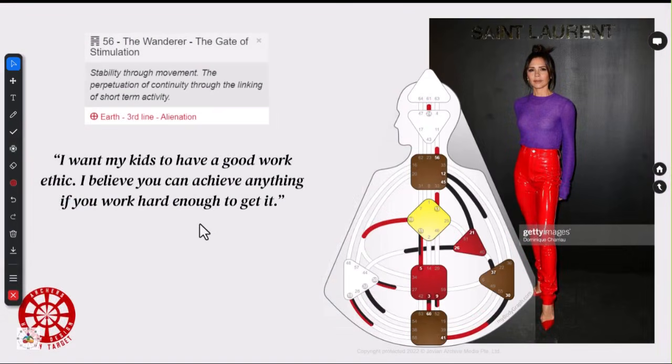The Wanderer. You can see this is Victoria Beckham. What she says is, I want my kids to have a good work ethic. I believe you can achieve anything if you work hard enough to get it. There's her wisdom potential, the love of work. She is here to work. But if she imprints that on her kids who are not here to work, oh, darn. That's why treat everybody uniquely, from the perspective of what it is in her life's work, her earth. Stability through movement.